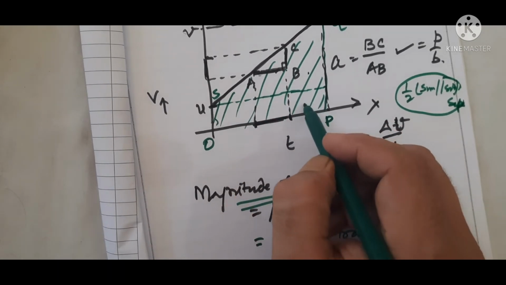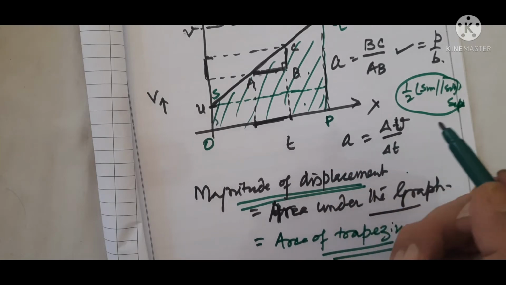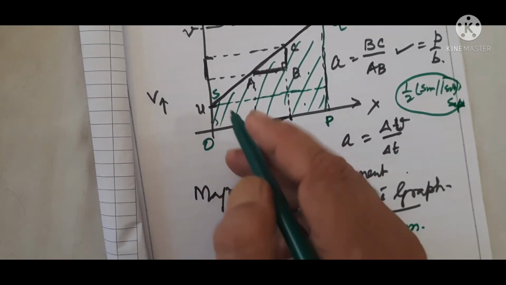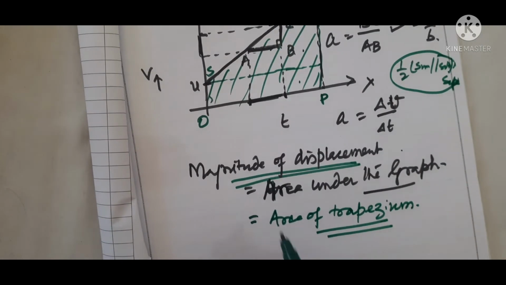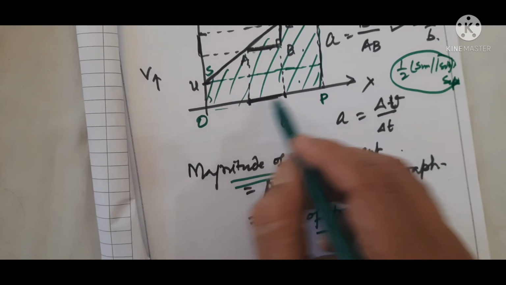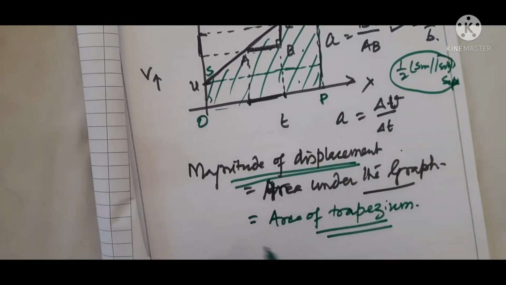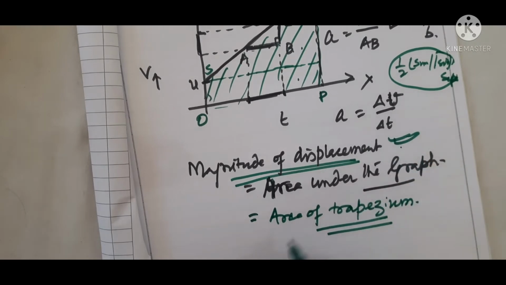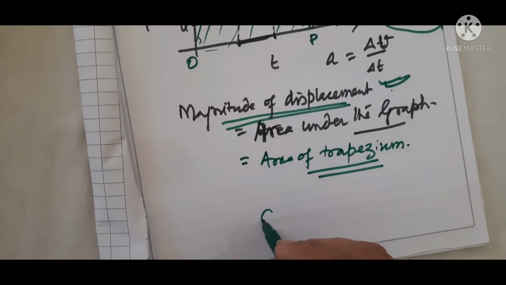इसका एरिया निकाल लिया, इसका एरिया निकाल लिया, दोनों को जोड़ दिए, दोनों को ऐड कर दिए. लेकिन हम लोग दो पार्ट में क्यों करेंगे? We know the area of the trapezium = half into sum of the parallel sides into the separation, that is, into the height. That is your area of the trapezium, and that will give you the displacement. What is the logic behind it?